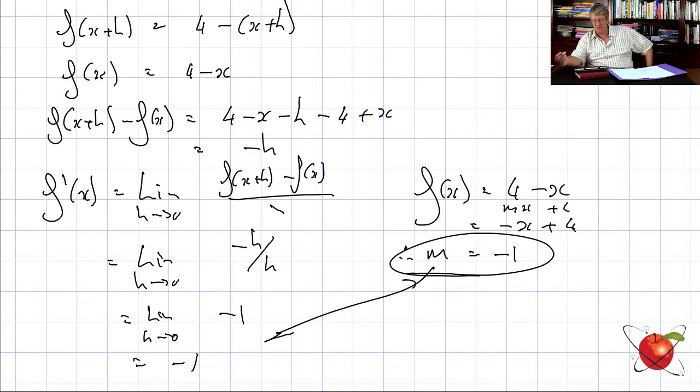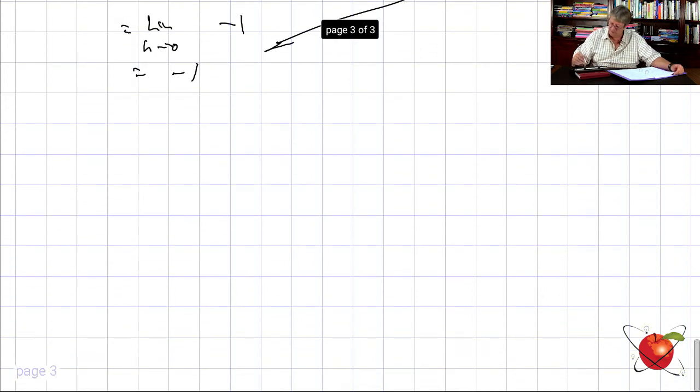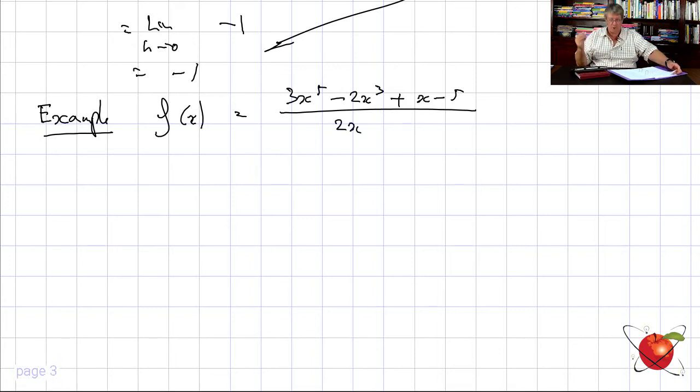That's what we do. Now, if we were asked for the normals, the tangents, we would just go ahead and do that. I just wanted to go a little bit further back, where I just did one prior to that, where we had what if they give us this? This is another example. Let us say they say f of x is equal to 3x to the fifth minus 2x cubed plus x minus 5, all over 2x, and they want us to find the f prime of that. First one, you're going to simplify.